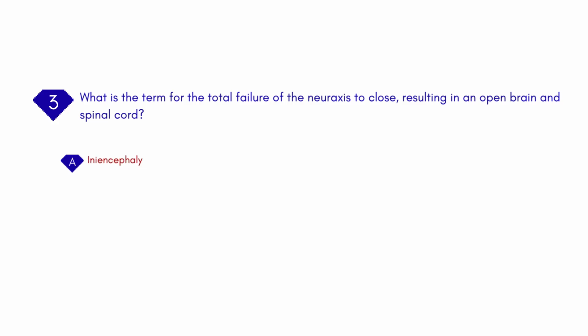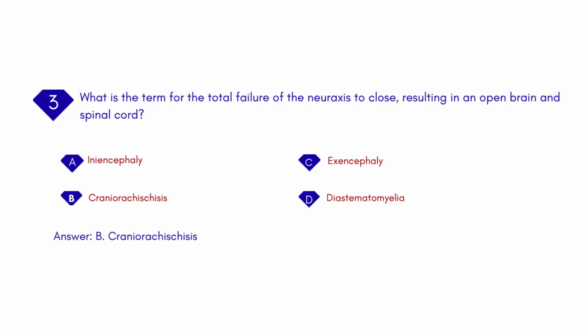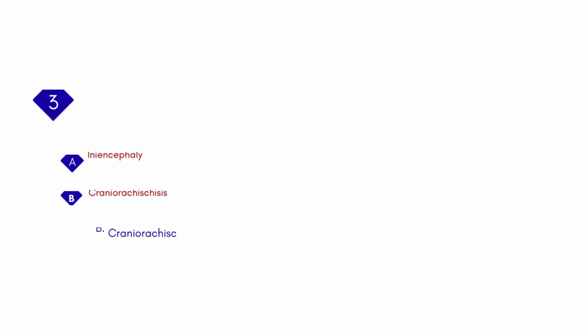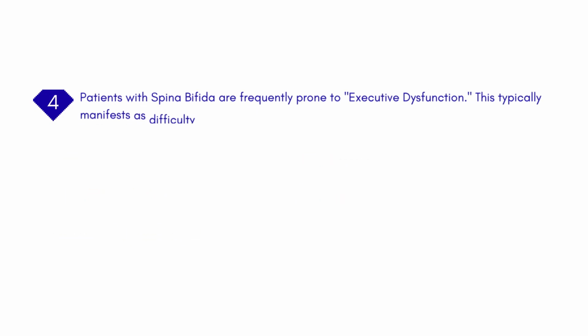What is the term for the total failure of the neuraxis to close, resulting in an open brain and spinal cord? A. Iniencephaly. B. Craniorachis. C. Exencephaly. D. Diastematomyelia. Answer: B. Craniorachis.